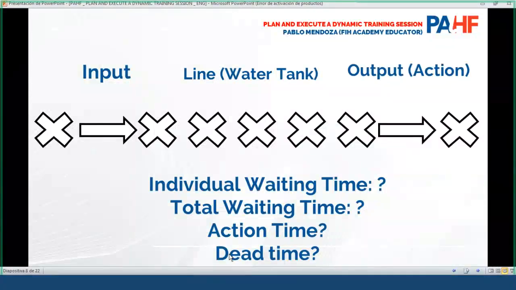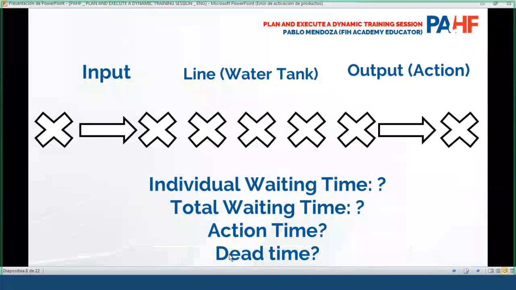So the input, in this case, would be the player returning to the line. The line is the water tank, the line of players. We have 5 players waiting in line. That is the capacity of the water tank, to put it somehow. And the output is the player collecting the ball, doing the exercise, taking the shot at the goal. That will be the action time.